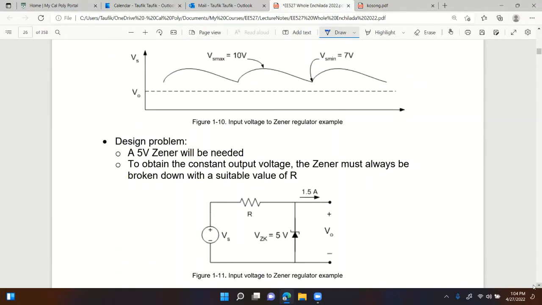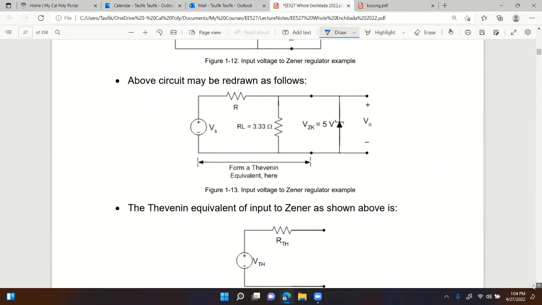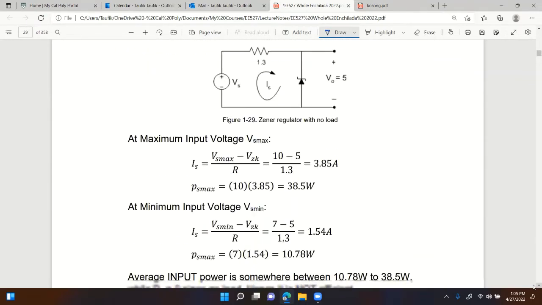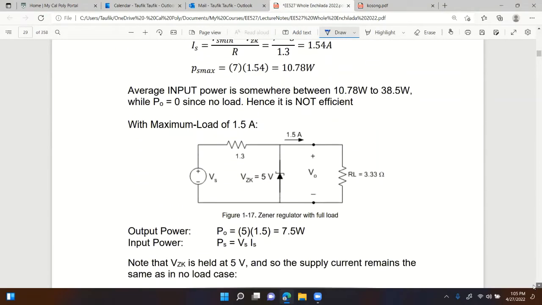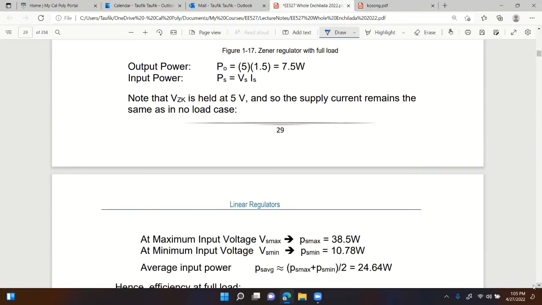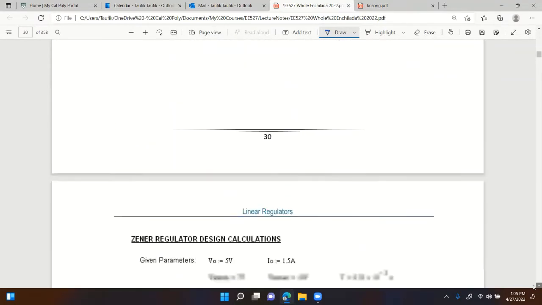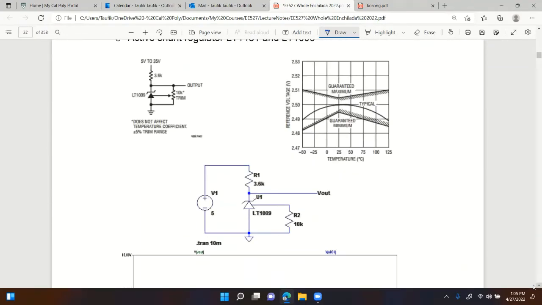There's a different type of regulators, Zener regulators. So in case you ever need to use a Zener or shunt regulator, here you have the reference. Okay, that's basically chapter 1.